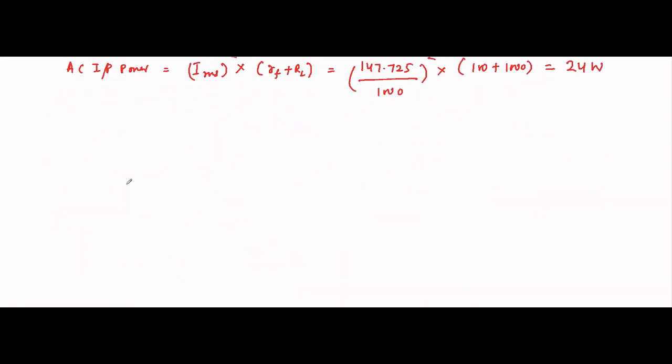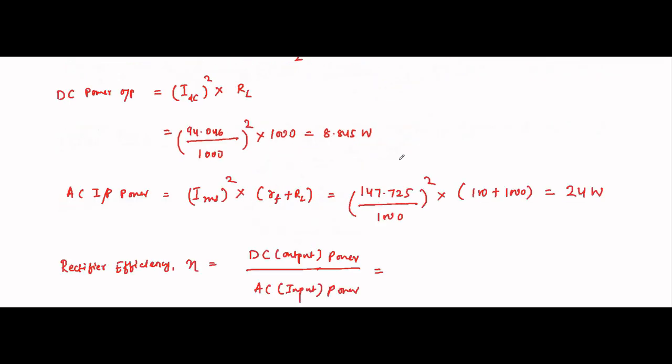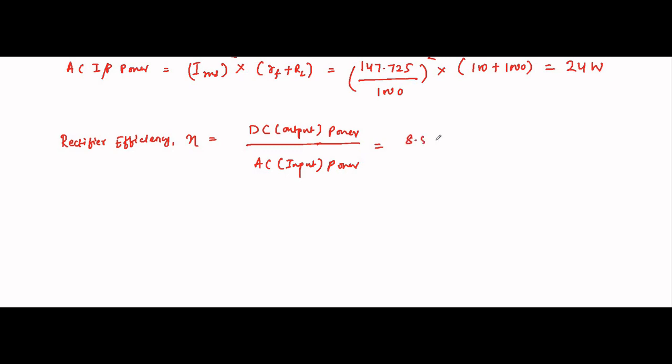Then the rectifier efficiency. The rectifier efficiency is basically the ratio between the DC output power divided by the AC input power. So we determined the DC output power as 8.845 watts and the AC input power as 24 watts, rounding it off. So it is coming around 36.85%, which is close to 40%. So always for half-wave rectifiers, it will always be around the 40% mark.